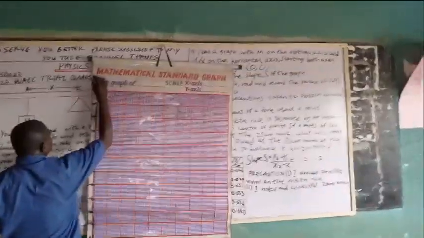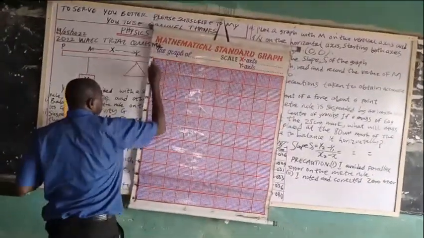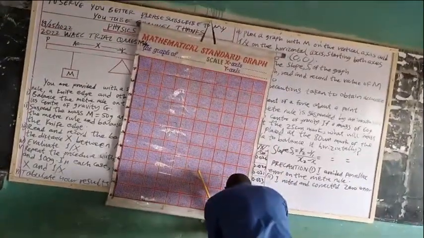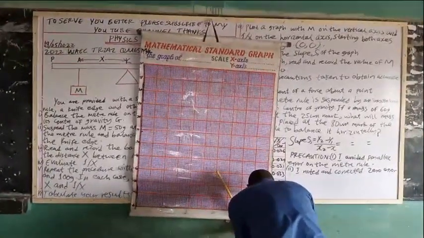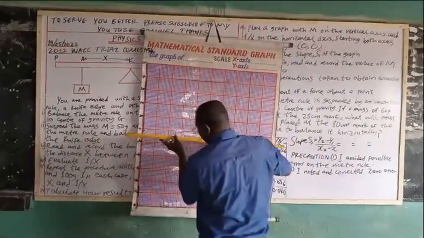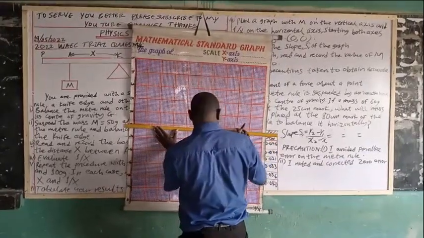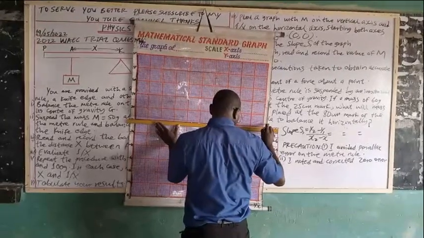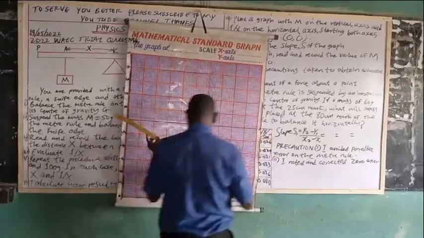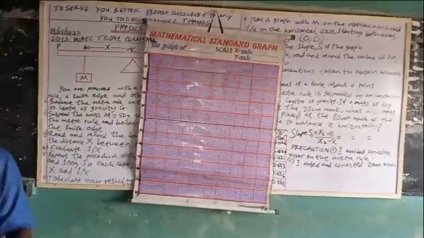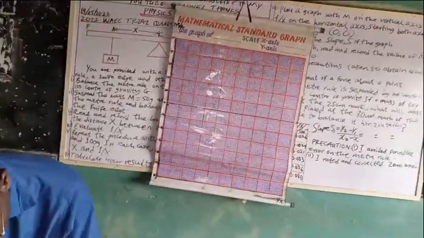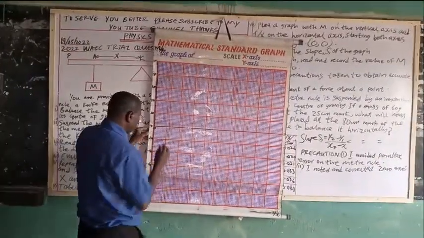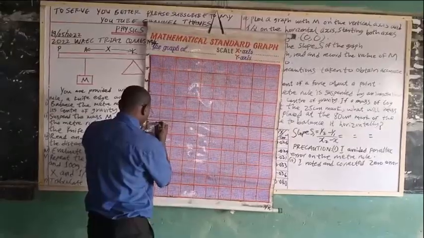This is M in gram. This is 1/X. Our line will be here. This will be 10 small squares, will be 0.01.